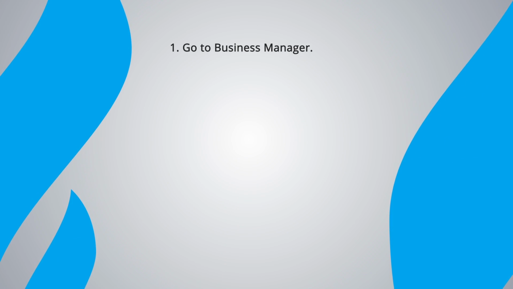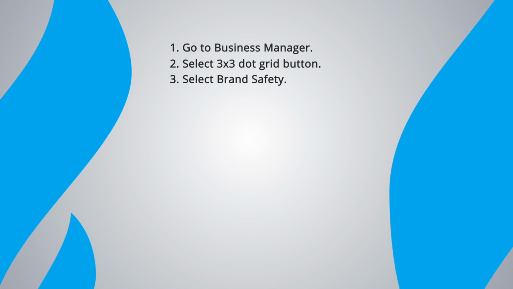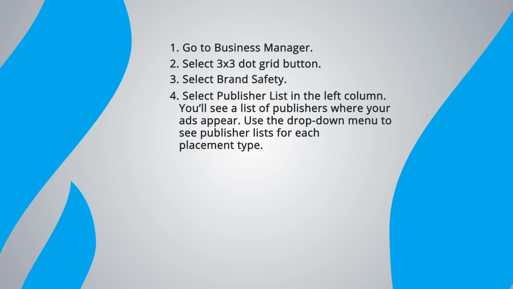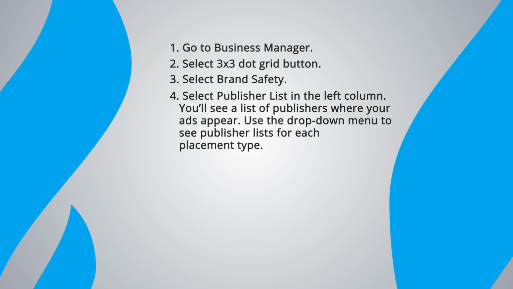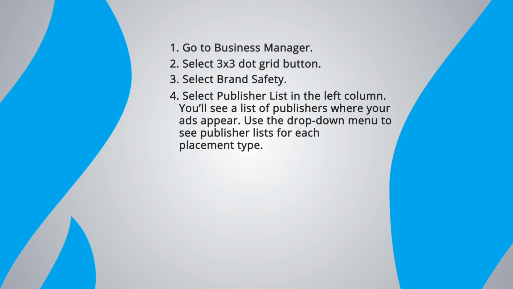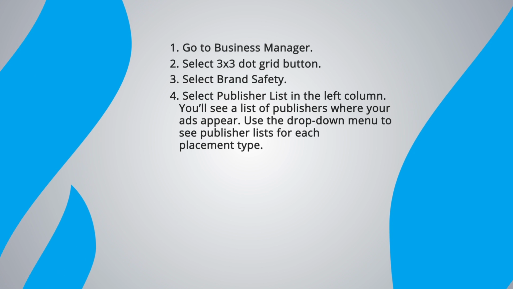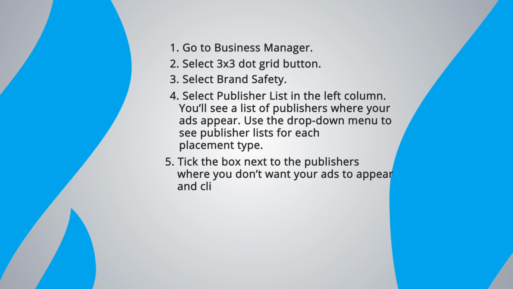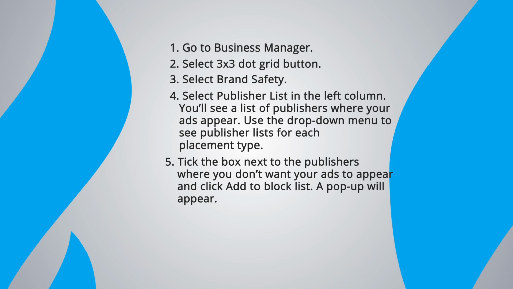Go to your Business Manager and click that 3x3 dot grid button. Select Brand Safety. Select Publisher List in the left column. You'll see a list of publishers where your ads appear. Use a drop-down menu to see publisher lists for each placement type. For example, Facebook InStream videos, Instagram TV videos, Instant Articles, and Audience Network. Then you can add them to your block list if you want. Tick the box next to the publishers where you don't want your ads to appear and click Add to Block List. A pop-up will appear.